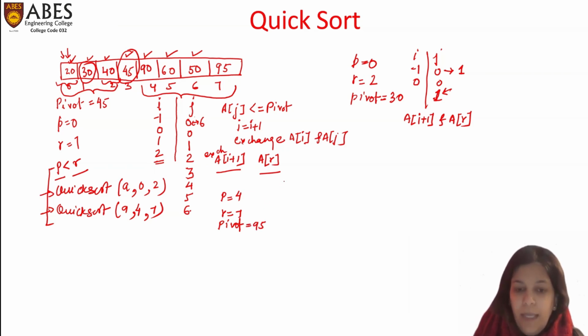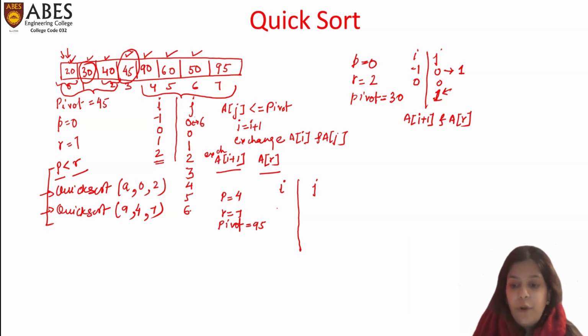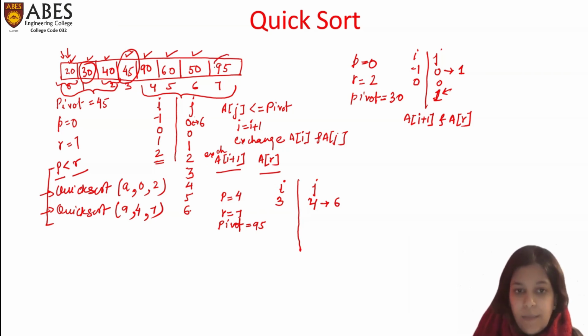Again, we are going to take i and j. Now, in this case, the value of i will again start from p minus 1, lower bound minus 1, so it will become 3. The value of j will go from the lower bound till r minus 1. So it will go from the lower bound, that means 4, till r minus 1, that means 6, right? And the element at the 7th index will be considered as the pivot. So now this is considered as the pivot element.